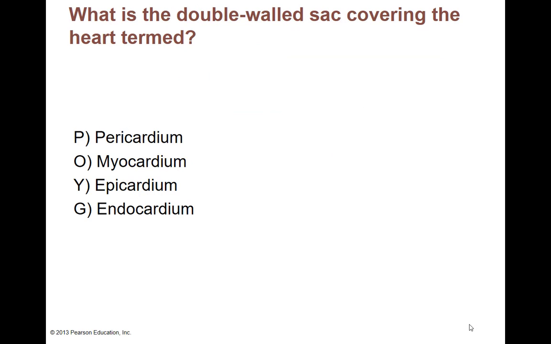All right, some review. If you got your colored note cards out. What is the double-walled sac covering the heart termed? It is the pericardium around the heart.